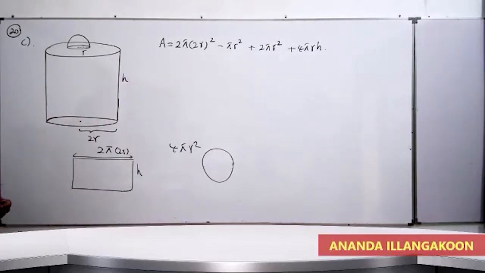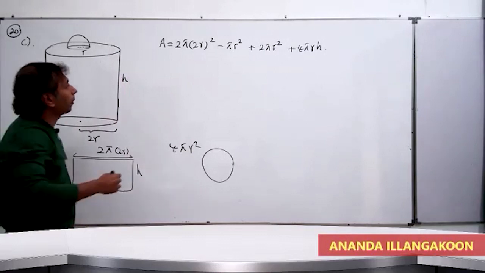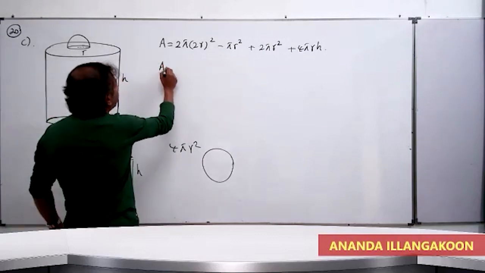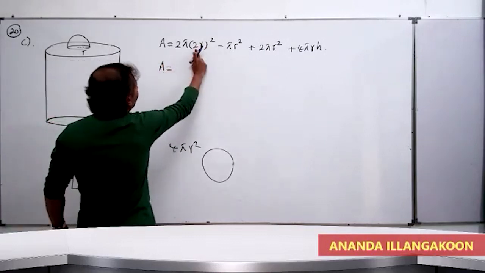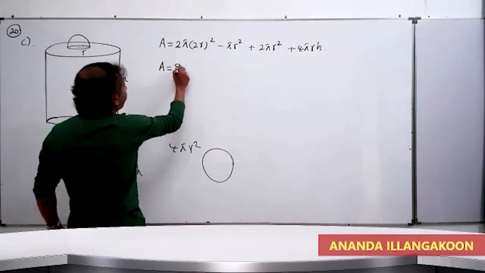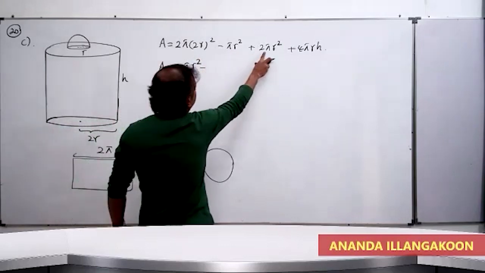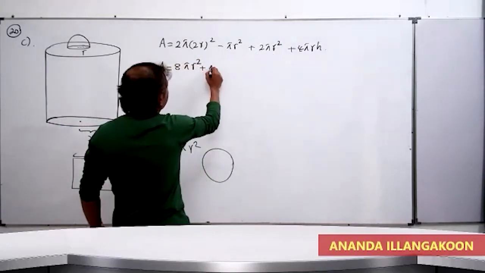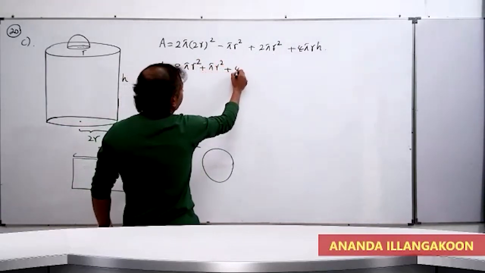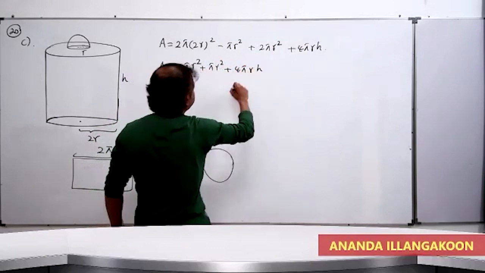Right, people? This is what we get. I will simplify this. What do you get? A equals 2 squared is 4, plus 2 pi r squared, which means pi r squared, plus 4 pi r h.